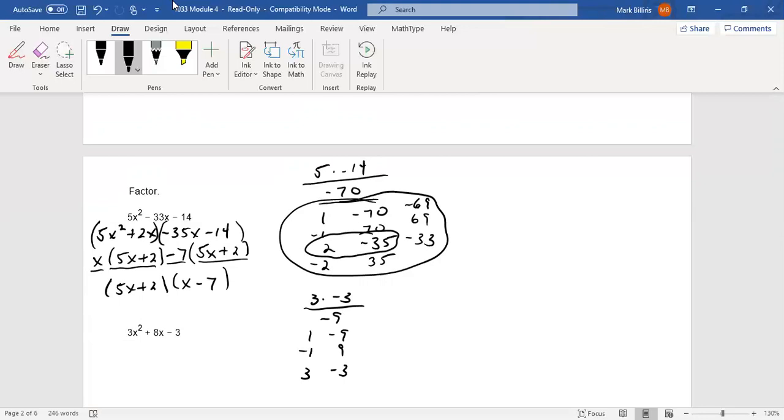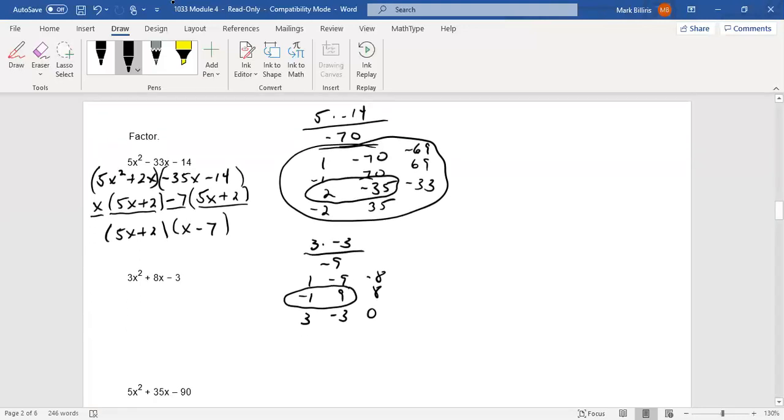And then I'm going to add the factors together and choose the pair that adds to my middle term. My middle term's a positive 8. So I'm going to use negative 1 and positive 9. So I have 3x squared minus 1x plus 9x minus 3. Factor by grouping.